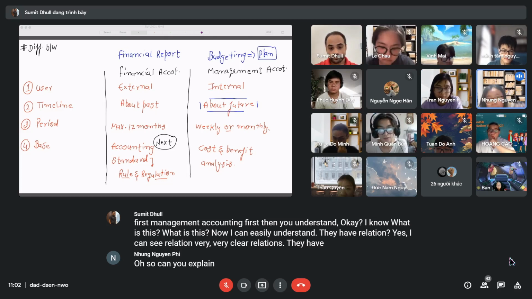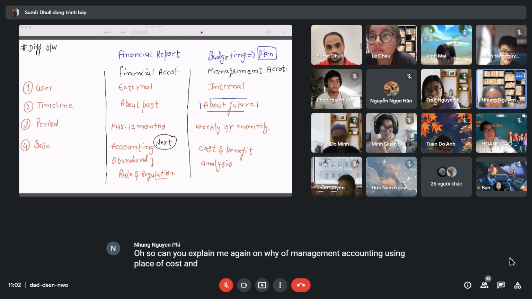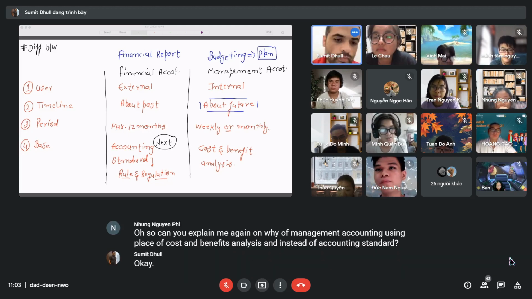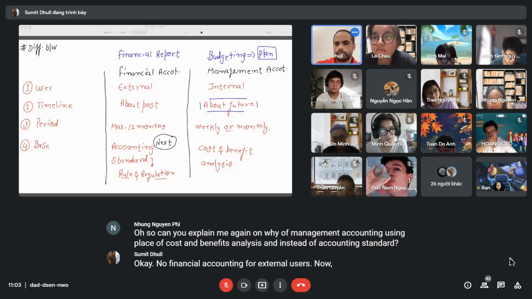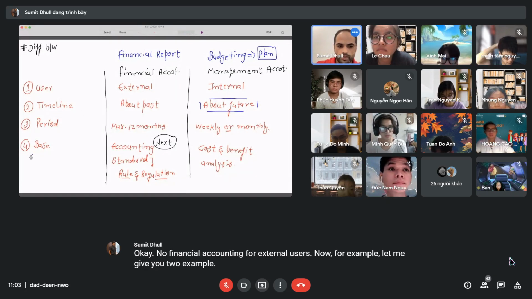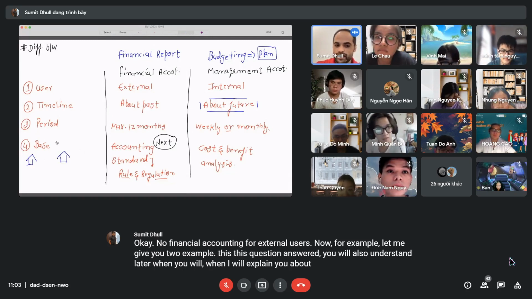Can you explain to me again why management accounting is based on cost and benefit analysis instead of accounting standards? Okay. Now, financial accounting is for external users. You will also understand this answer later when I explain rules and regulations. But let me give you a quick example.